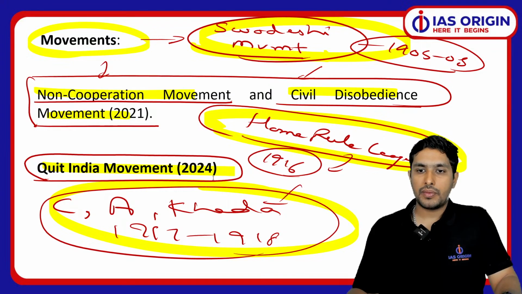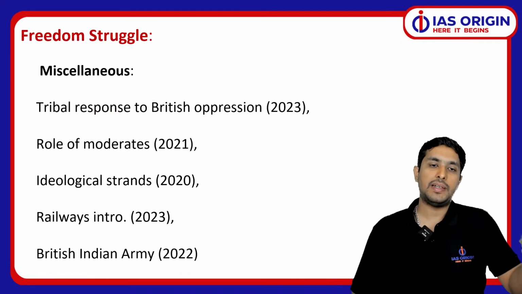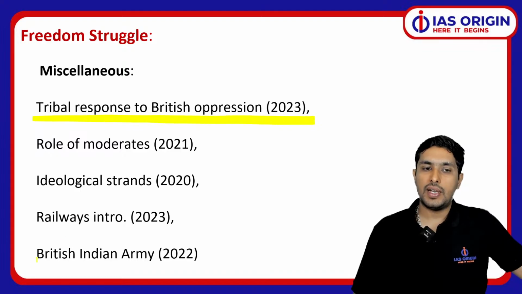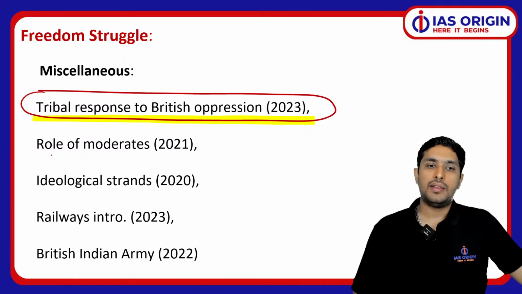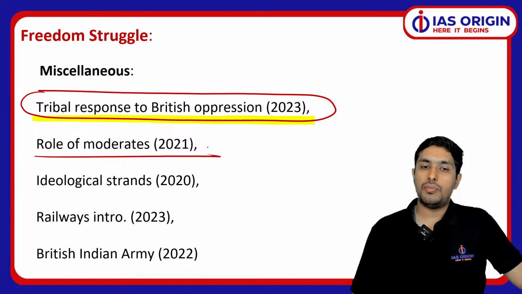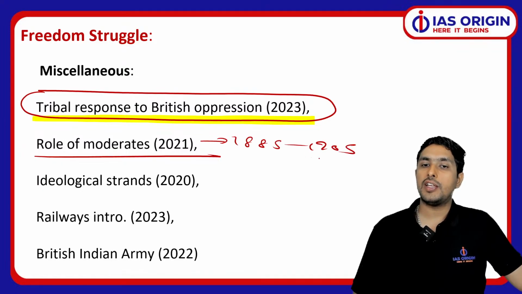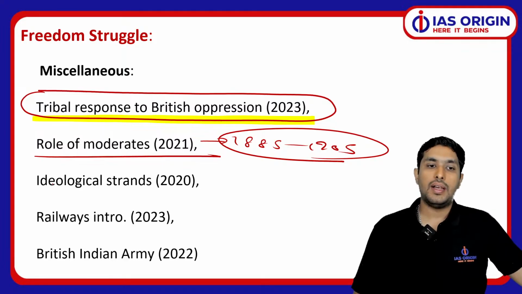So whenever we talk about this particular point, have a look at these questions, these themes, like miscellaneous, like tribal response to the British oppression. This was asked back in 2023. Very important, this theme is. I'll be showing you the question as well in some time. The role of the moderates. So the moderate phase is very much important, around 1885 to 1905. The question has been asked on that, so that's important.